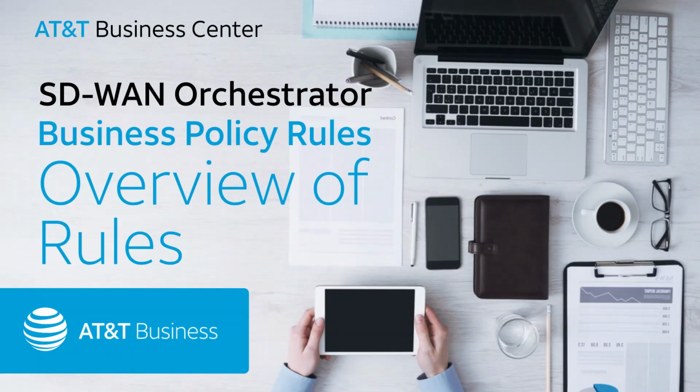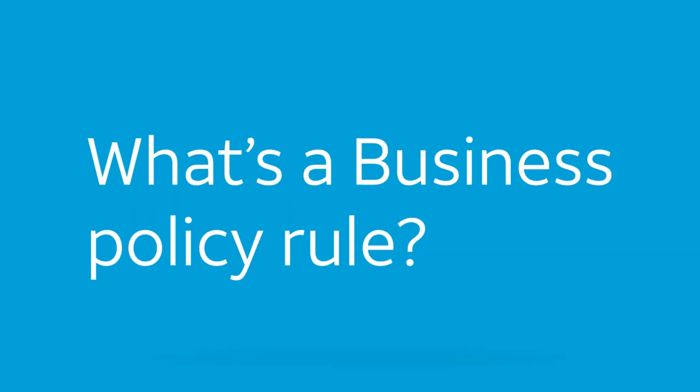With AT&T SD-WAN Orchestrator, you can create business policy rules to control the flow of traffic over your WAN connections. In this video, we'll explain the concepts of business policy rules, show how they're applied, and note their order of precedence. If you need step-by-step instructions for how to create or administer rules, check out our other SD-WAN videos. What's a business policy rule?